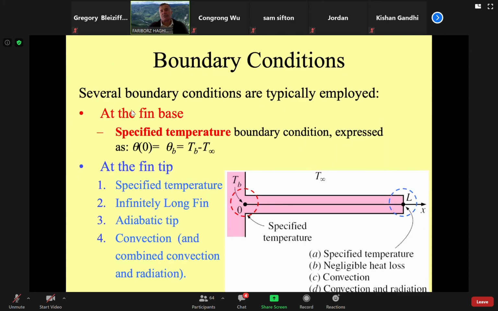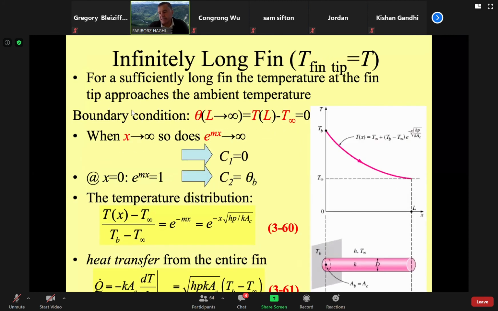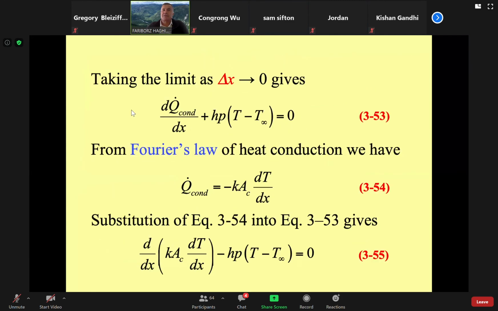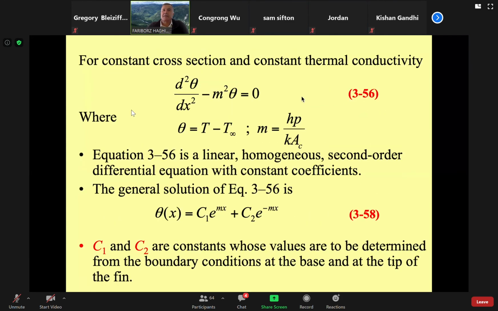Did I answer your question first, sir, before I go further? Yes, you did. Therefore, put it in your paper here and see what will happen. Assume T minus T infinity is equal to theta. Take the first derivative and second derivative. You will see that the equation will transform to this one. This is a general equation, and that's fine.